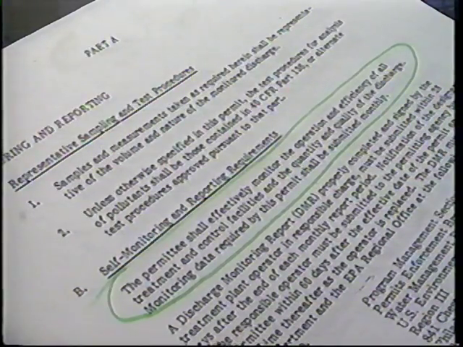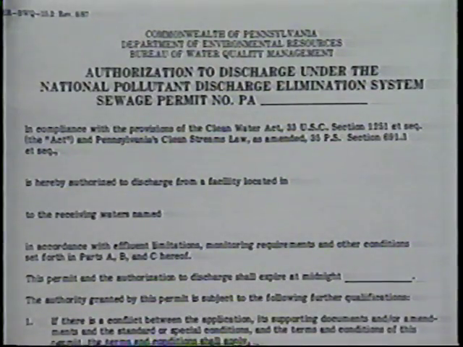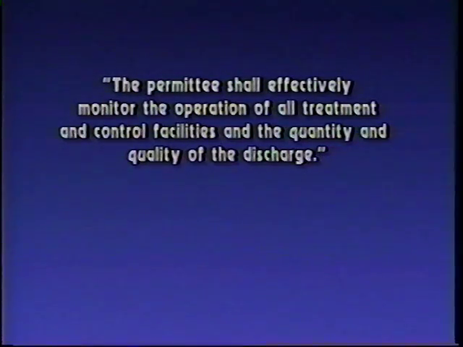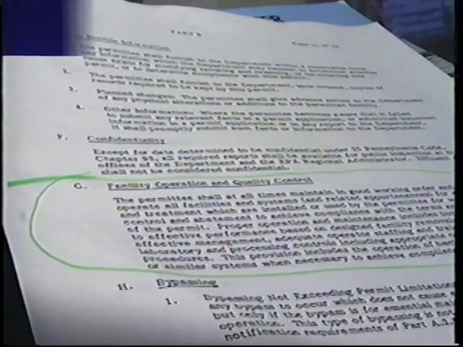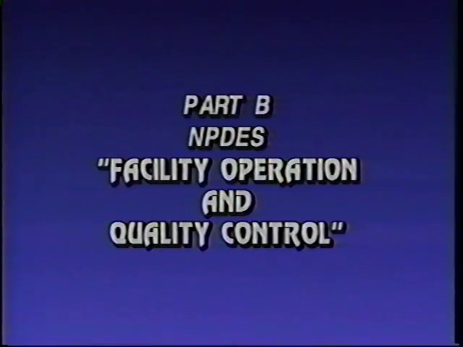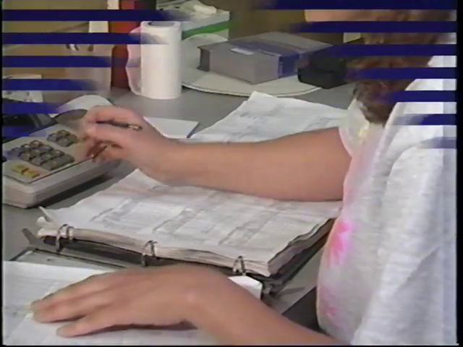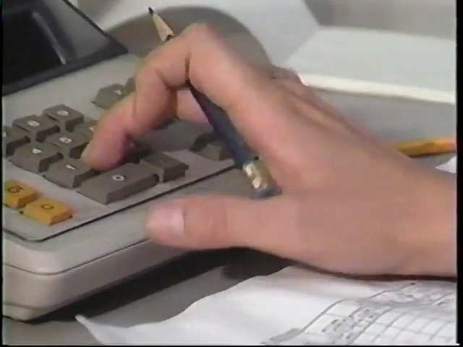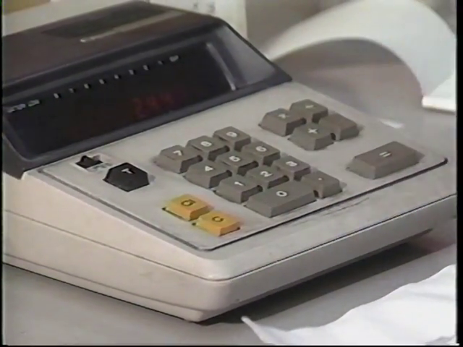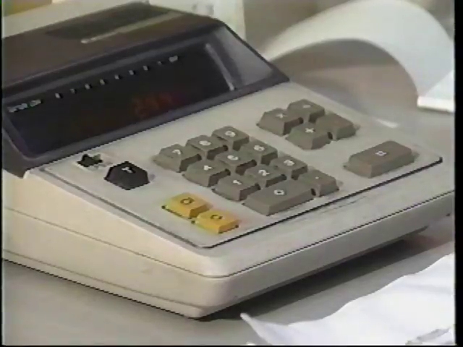However, proper process control lab testing is required for all treatment units as specified in Part A of the NPDES permit. The NPDES permit specifically states the permittee shall effectively monitor the operation of all treatment and control facilities and the quality and quantity of the discharge. Part B of the NPDES permit also mentions process control testing under facility operation and quality control. Process control testing is not spelled out parameter by parameter as in the DMR, and does not get reported monthly as with the DMR. However, all data for process control as well as self-monitoring must be retained for a minimum of 3 years or longer if directed by state or federal agencies.